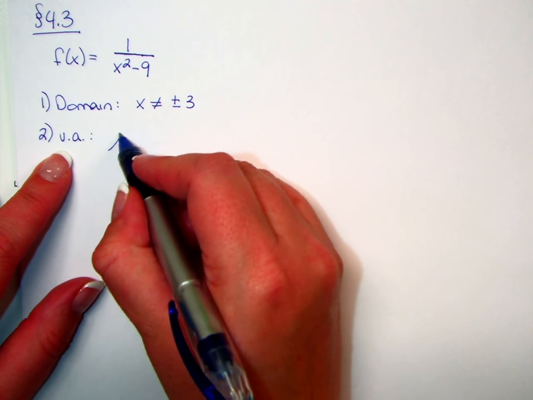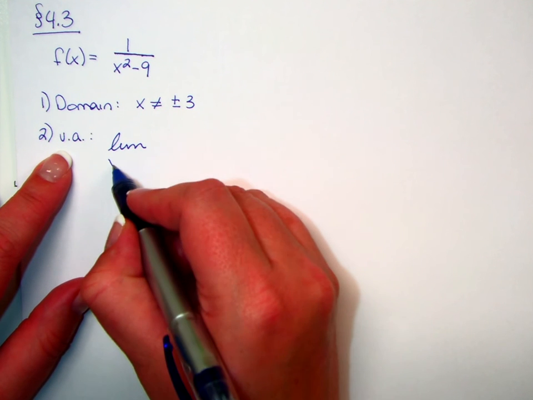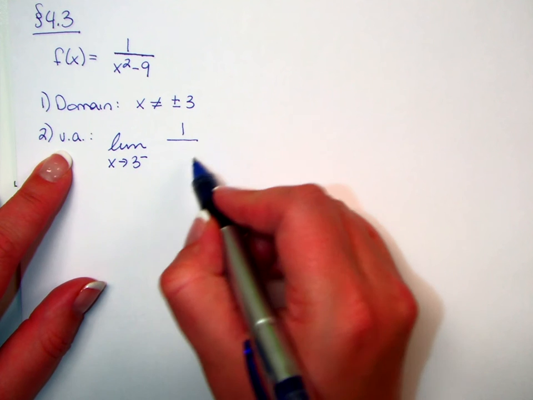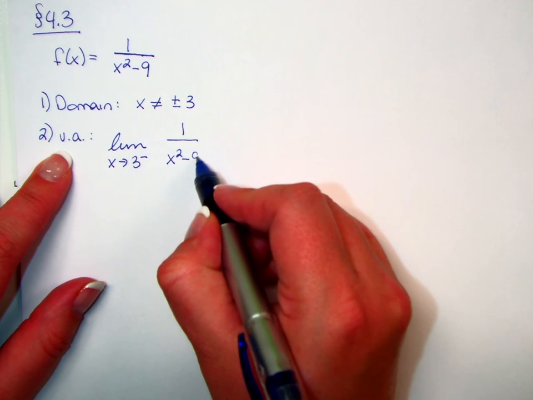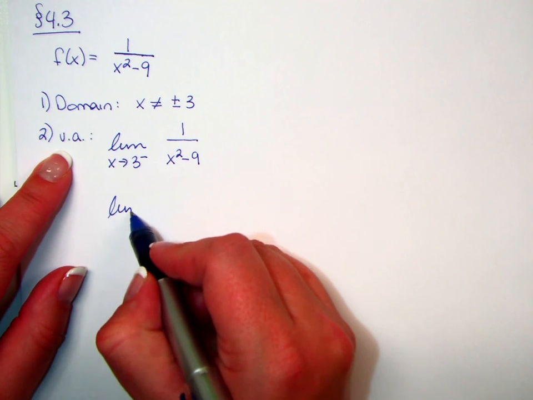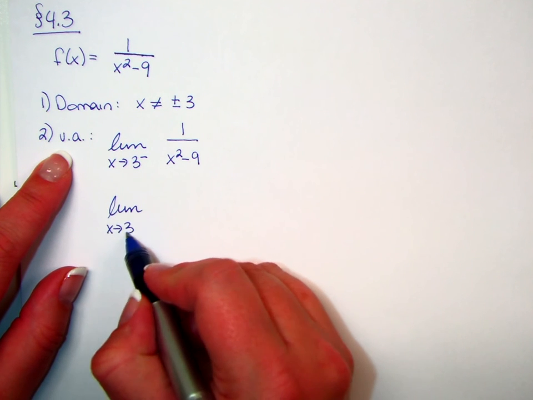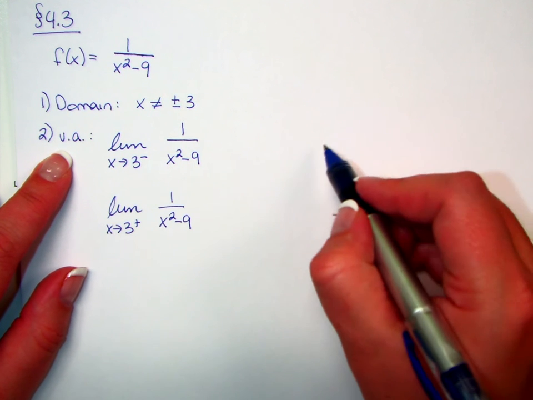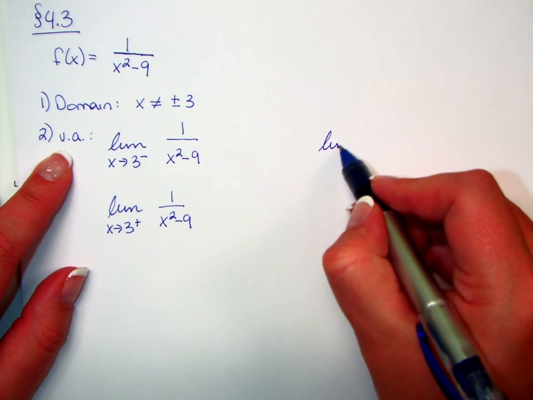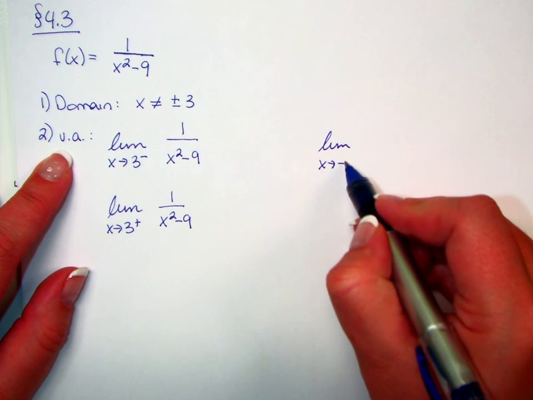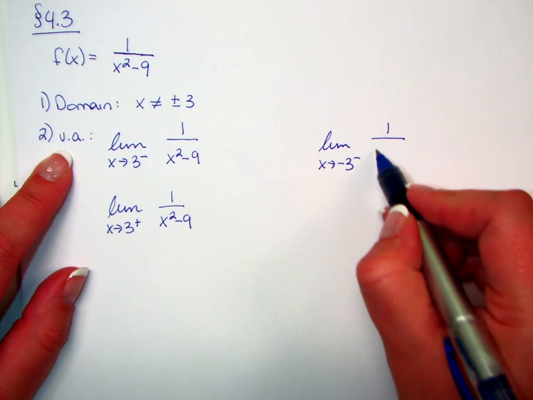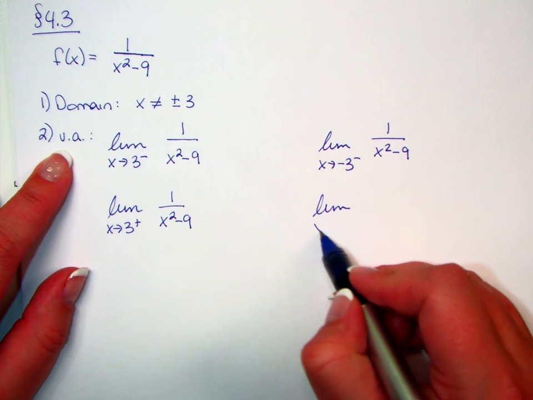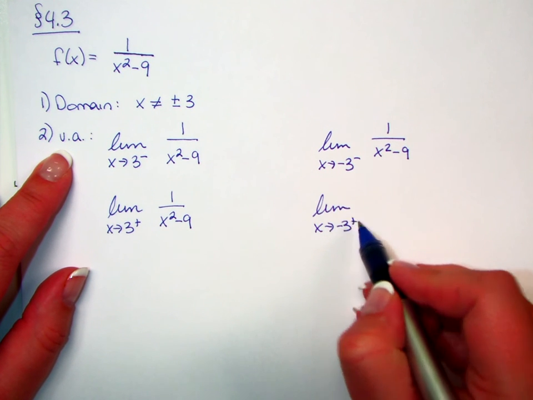So I'm going to evaluate the limit as x approaches 3 from the negative side, and the limit as x approaches 3 from the positive side, as well as the limit as x approaches negative 3 on the negative side, and the limit as x approaches negative 3 on the positive side.